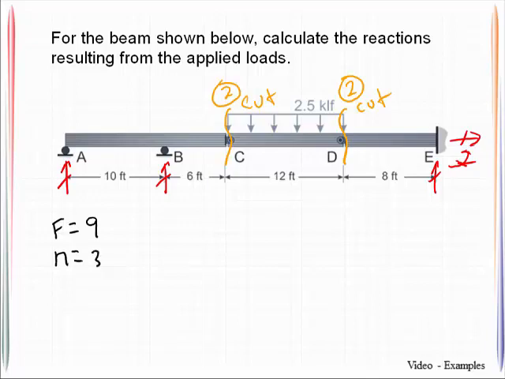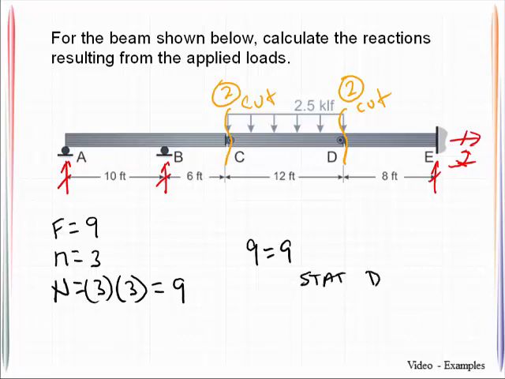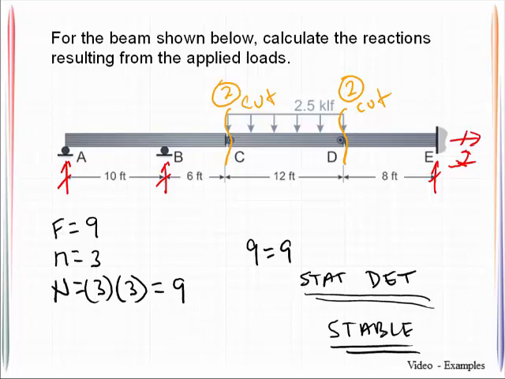Since we made 2 cuts, we have 3 structural pieces, and the total number of equations of equilibrium we have is 3 equations per piece times the total of 3 pieces. That'll give us 9. So 9 is equal to 9, which means that we are statically determinate. And since our reactions are not all parallel and they aren't concurrent, we can conclude that the beam itself is stable.